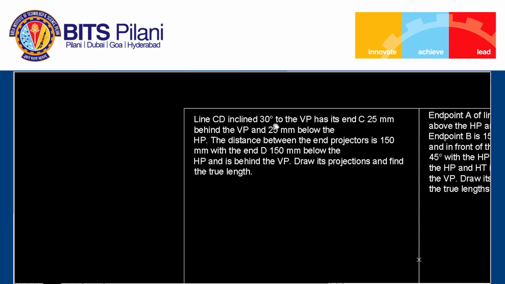Line CD inclined 30 degrees to VP, has its end C 25 millimeter behind VP and 25 millimeter below the HP. The distance between the end projectors is 150 millimeters, with the end D 150 millimeter below the HP and is behind the VP. Draw its projections and find the true length.